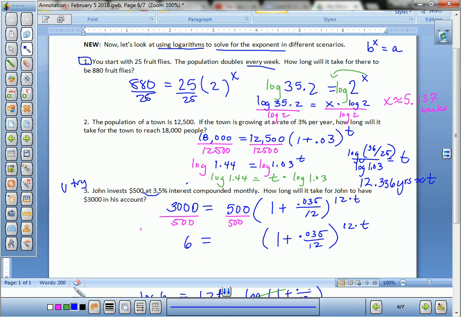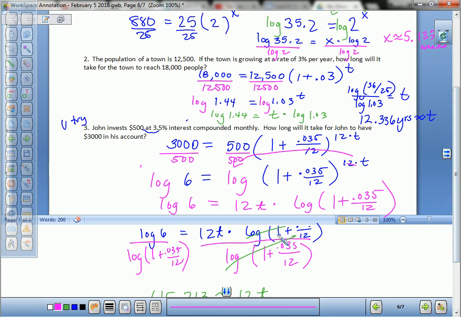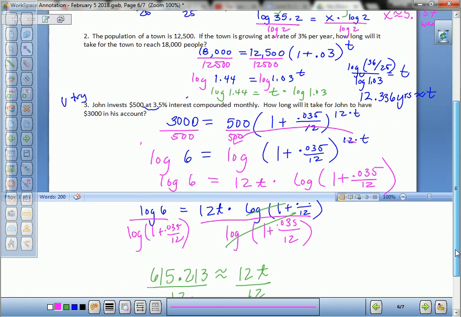Alright, so at this point, we're going to have to take the log of both sides because we need to solve for that variable, which is up here as the exponent. It pulls it out in front. So we get log of 6 equals 12t times log of this craziness. I was 2 years off Gooey's answer. Alright, so we have to divide by the craziness. And you should get this.